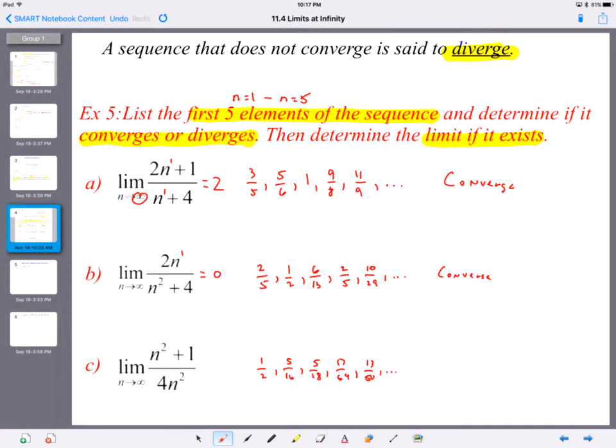Once again, that's the first 5 terms, but what is happening? Well, the degrees are the same, so we take the leading coefficients, and once again, this one does converge. And as it approaches that horizontal asymptote, it approaches 1/4. It gets closer and closer to that value.